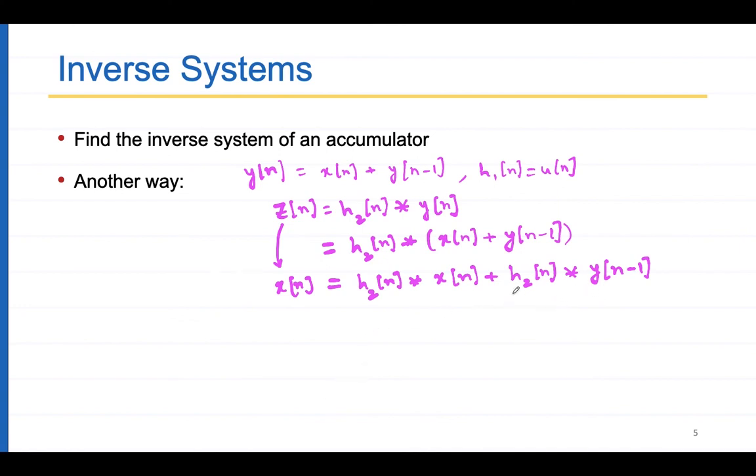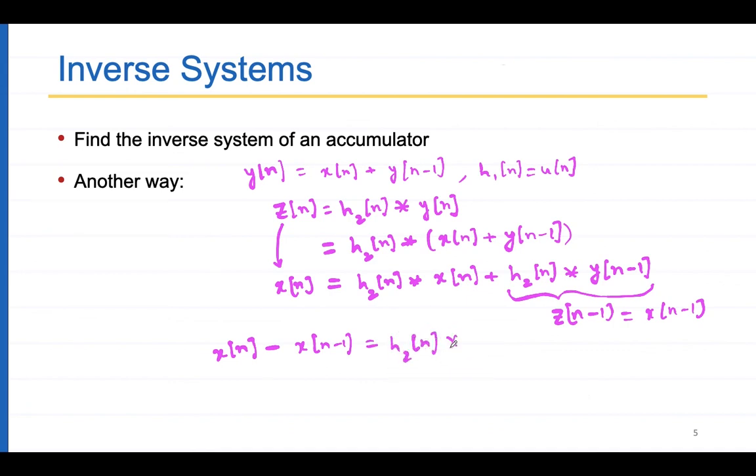Now I can say this. I know h2 convolved with y of n is z of n, so h2 convolved with y of n minus 1 will be z of n minus 1. And you know that your z of n is x of n for the system to be an inverse system, for h2 to be an inverse of h1. This means my z of n minus 1 will be equal to x of n minus 1. Substitute it here. So what I get is x of n minus x of n minus 1 is equal to h2 of n convolved with x of n.